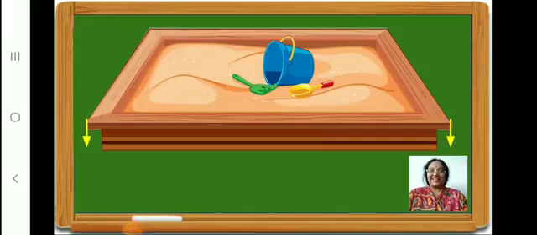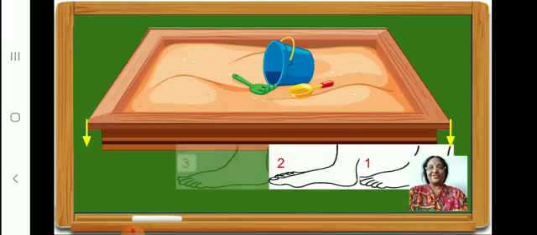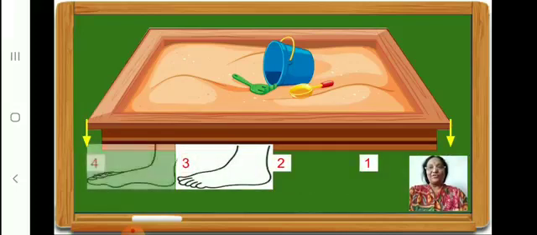Children, can you tell me what is this? Yes, it is a sand pit. Children like to play in the sand pit, isn't it? Okay. Now children, let us measure the length of this sand pit with the help of foot span. Okay? 1, 2, 3, 4. So children, the length of this sand pit is 4 foot span.